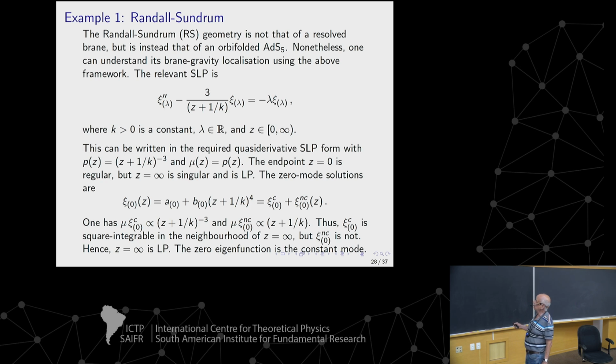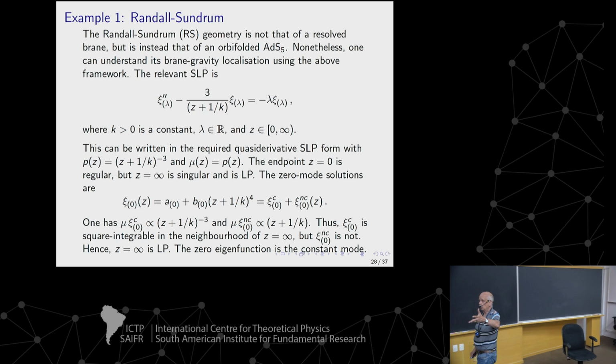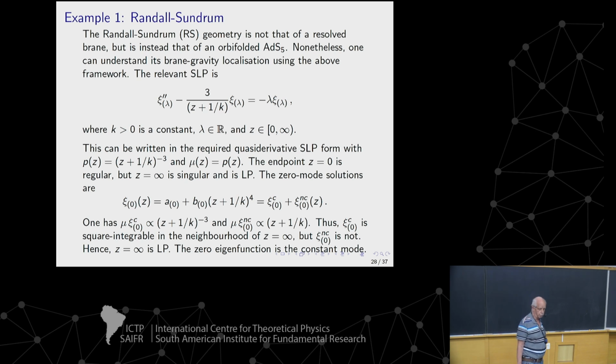And when you multiply by mu, you find it's proportional to 1 plus (z + 1/k) to the minus 3. Sorry, for the constant part, because that's entirely mu. And for the non-constant part, it's (z + 1/k). So this C0, in fact, is square integrable in the neighborhood of infinity, but the non-constant part is not. There you have, out of the two possible solutions at infinity, one of them passes the normalizability condition, the other one doesn't. So this is what we call limit point.